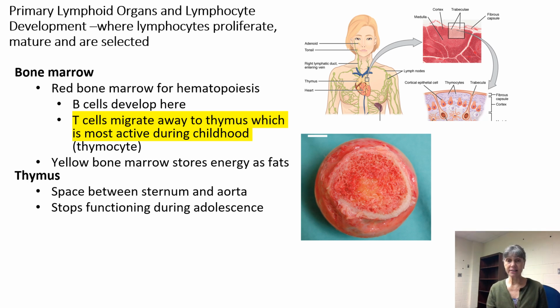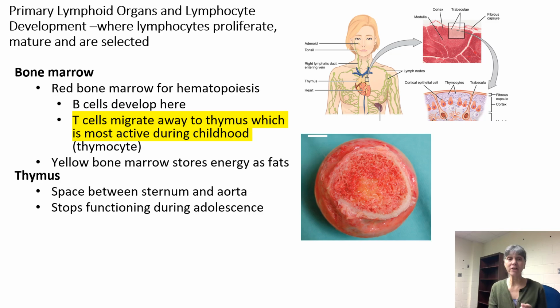Yellow bone marrow is yellow because we have more adipose connective tissue mixed in with the reticular connective tissue, and it has a yellow appearance. That's because of the adipose having that appearance, and that's where we store energy as fat. However, red bone marrow is where hematopoiesis, the creation of blood cells, occurs. So B cells and T cells develop in red bone marrow. And the B cells will develop there and become mature.